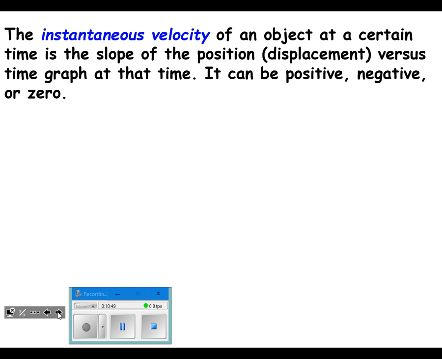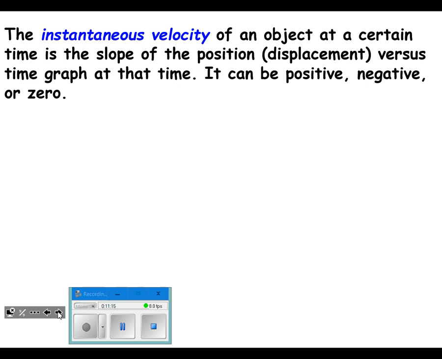So the instantaneous velocity, this is a vocabulary word for you, of an object at a certain time is the slope of a position or displacement versus time graph. It can be positive, it can be negative, and it can be zero. If it's positive, we're going forward. If it's negative, we're coming back or towards, so we switch directions. And if it's zero, we're sitting still.